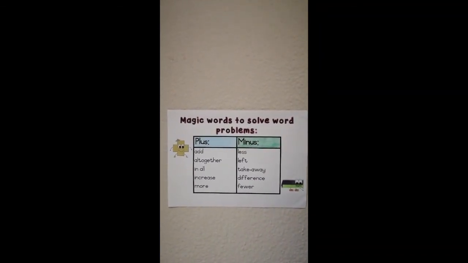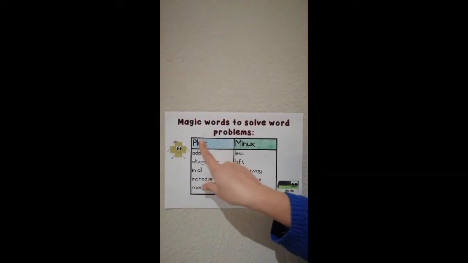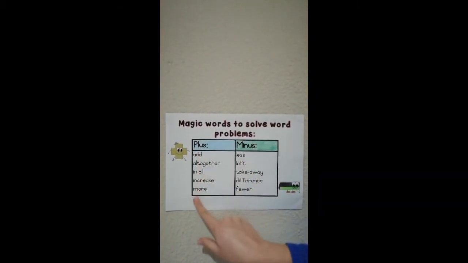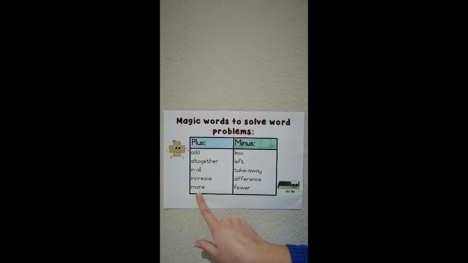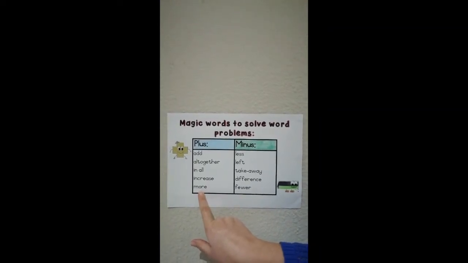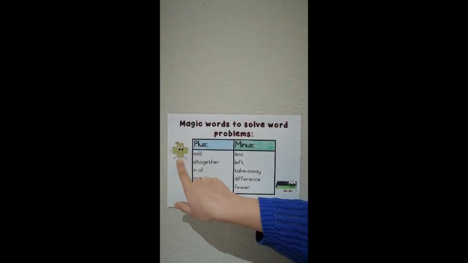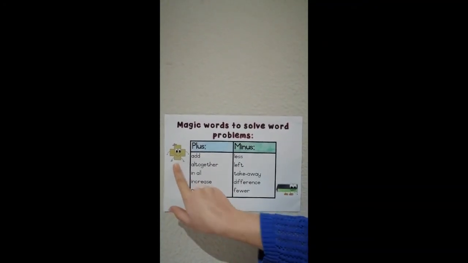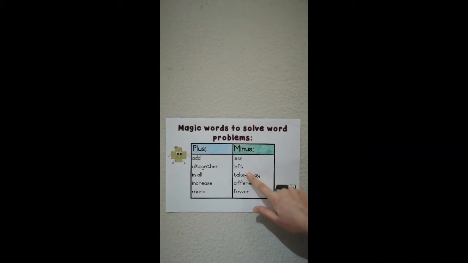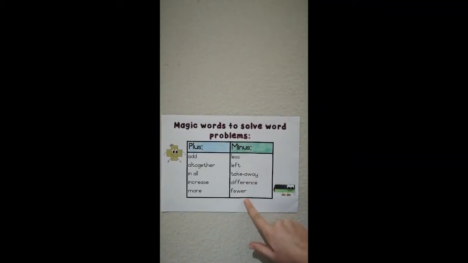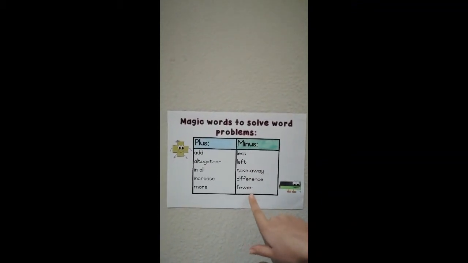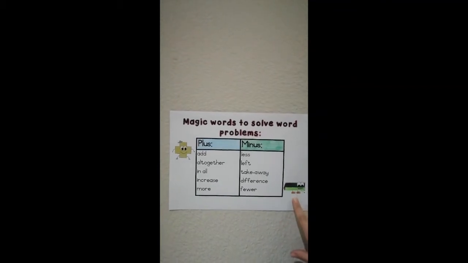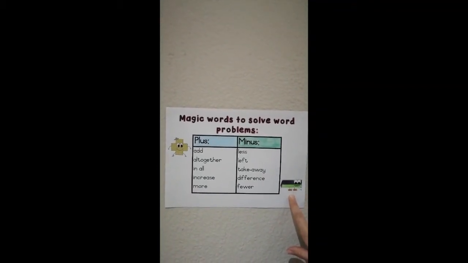Now, the magic words for Gus the Plus are these ones on this side. And if you find one of these words in the story, you will know that you need to use Gus the Plus to add the numbers together. But if you find one of these words in your word problem, then you will know that you need to use Linus the Minus to help you solve the problem.